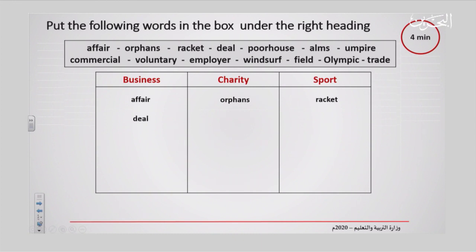For deal, we use it in business. And what we mean by a business deal, then it means that you conceal a contract. So you have an agreement between two people, and if you agree between you, then you have a business deal. For poor house, then it goes under charity, because poor means that people don't have a lot of money or enough money.